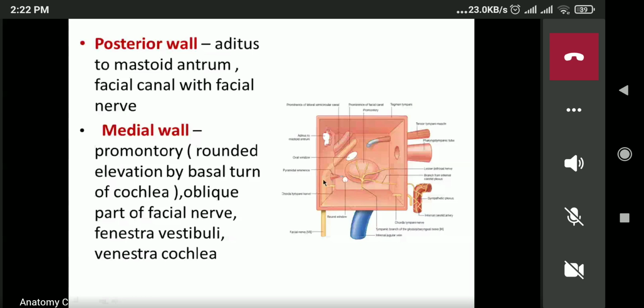Here in the posterior wall you also find the facial canal, which lodges the facial nerve. So the posterior wall contains the facial canal, and this is the facial nerve within the canal. Okay, so this is the posterior wall.